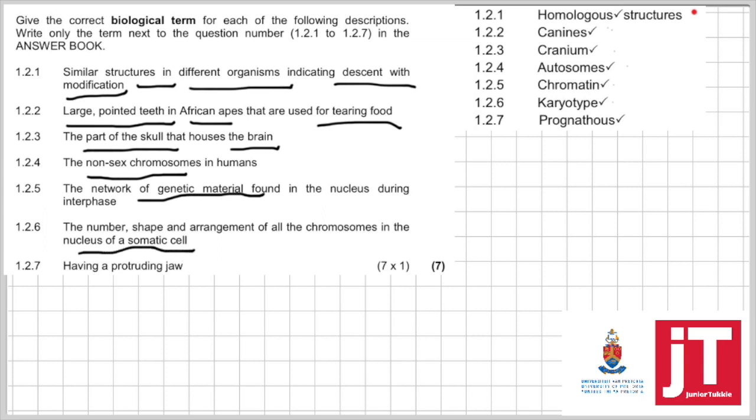1.2.6. The number, shape, and arrangement of all the chromosomes in the nucleus of a somatic cell, that is a karyotype. And the last one, 1.2.7, having a protruding jaw. When the jaw is pushed out or protruding, that is known as prognathous. Make sure you know how to spell prognathous correctly.